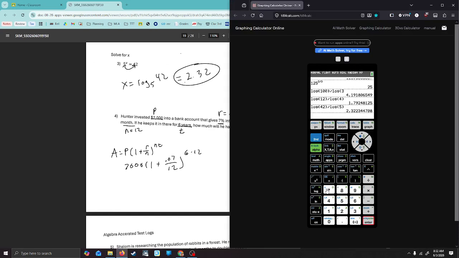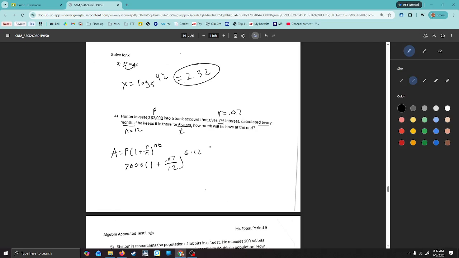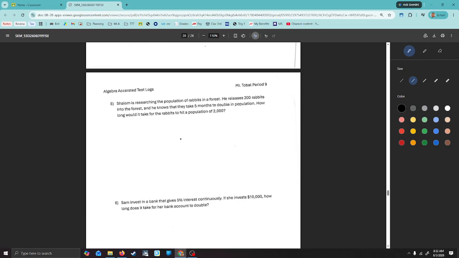Now we just take that calculator and do it. 7,000 times 1 plus 0.07 divided by 12, to the power of 6 times 12. If you want to write just 72, that's fine. I'm minimizing the errors I'm making. 10,640 and 74 cents. That's all I want to do.